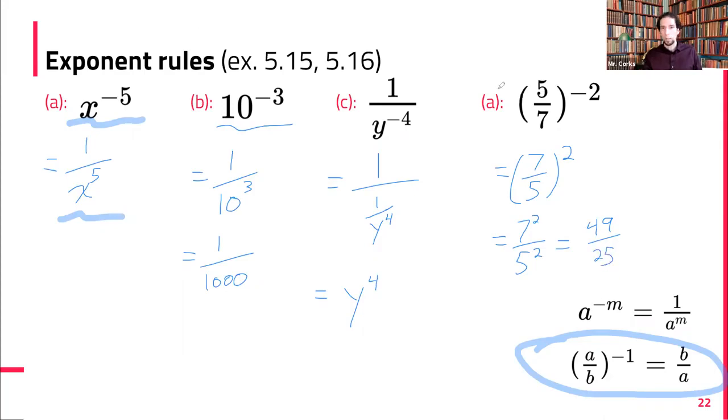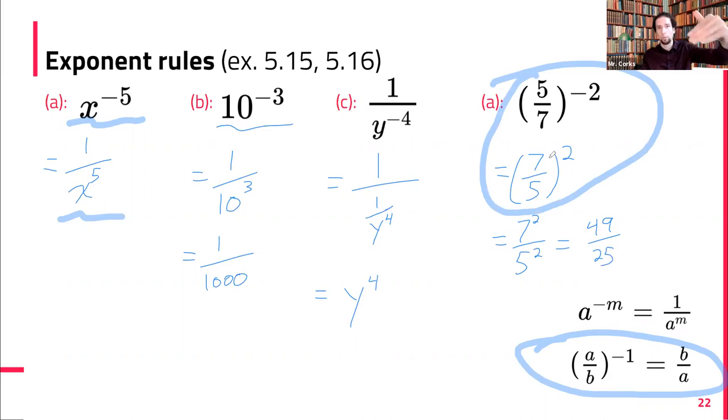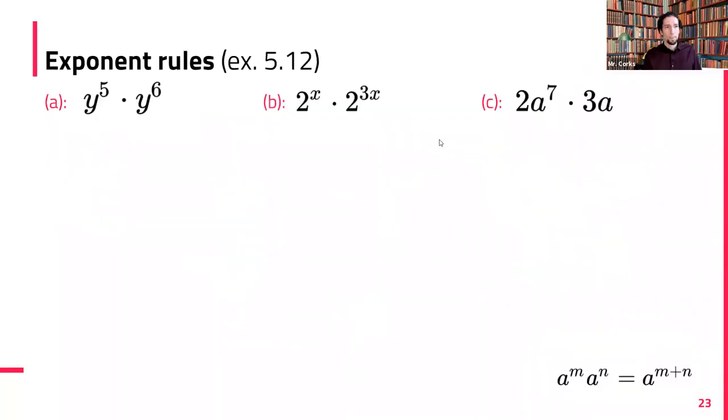But the main thing here is this. The reason the fraction flips over is what Vincent was saying. It's 1 over 5 over 7, then do the dividing by fraction, etc. And it turns out that the fraction just flips over. Okay, so negative exponents, that's what happens. Next one.